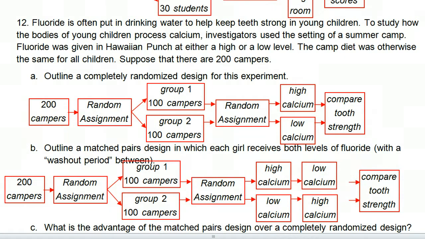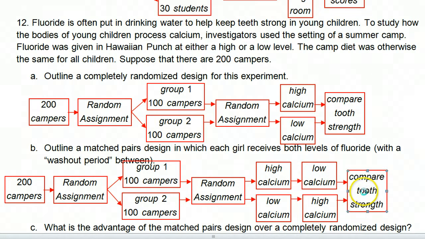Okay, so that's basically it. Notice how everything else is the same. Now I'm just going to make one more small change here at the end. I can't just say compare tooth strength, because it's going to seem like I'm still comparing group 1 to group 2 like we did in the completely randomized design. So I need to add in something here to show that I'm comparing each subject with herself, the same subject. We're just comparing the high calcium of the same subject with the low calcium of the same subject.